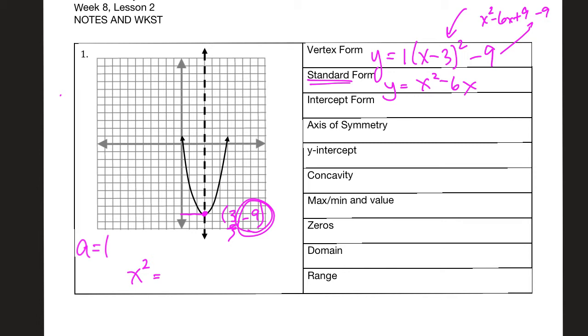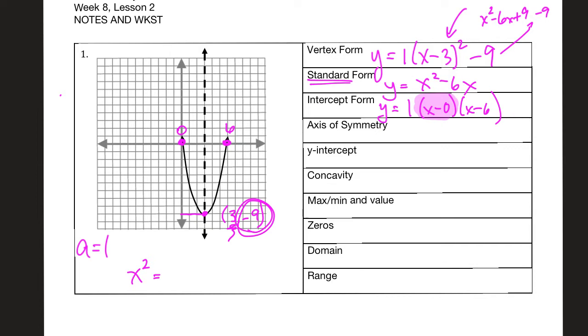Intercept form I can get by looking at where this graph crosses the x-axis. It crosses here at 0, and it crosses here at 6. So the intercept form is a, which I still know is 1, and then it's x minus one of the roots and x minus the other root. Here, if you wanted to leave this part as just x, that's fine.